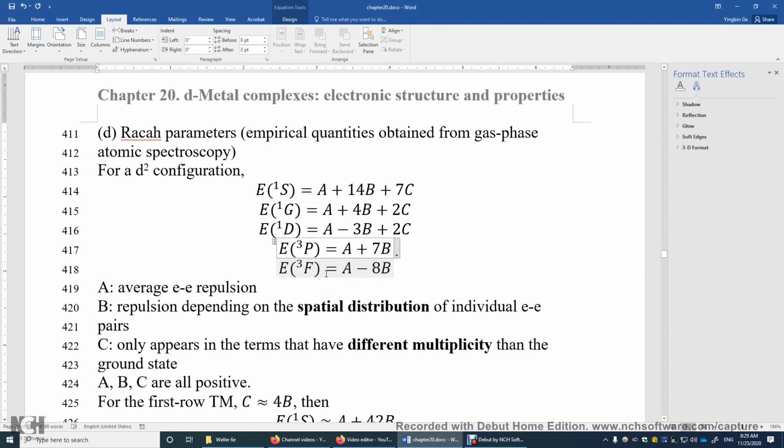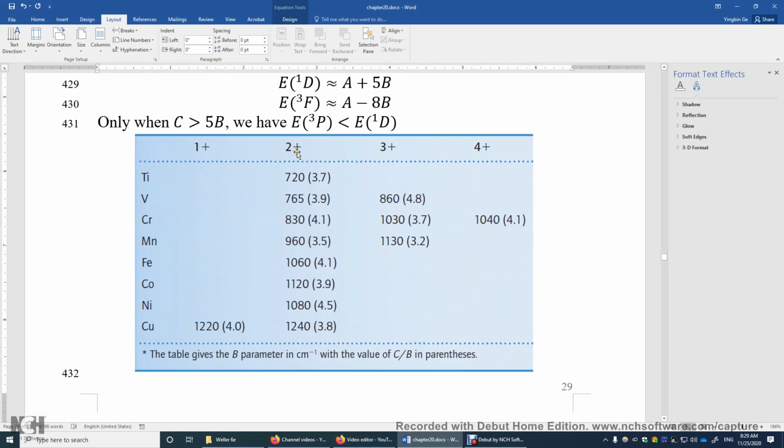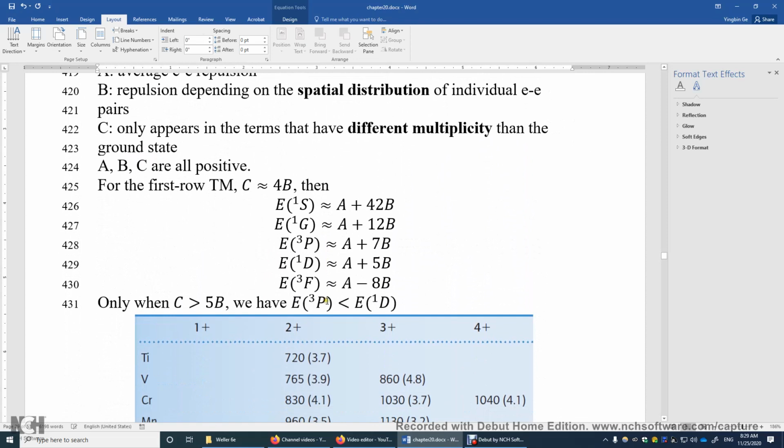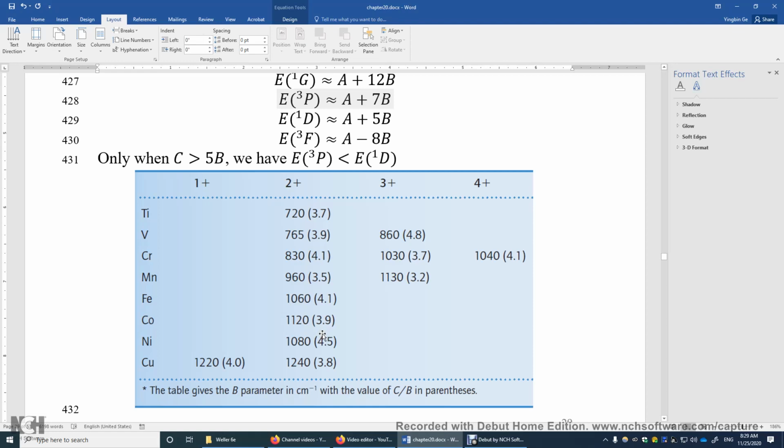They are here, actually. So you have 1+, 2+, 3+, 4+ transition metals, and those are all 3d transition metal elements. The values of B here, and the values of B here. Oh, and you can tell roughly B is about 1,000 wave numbers. And one wave number is equal to 12 joule per mole. So 1,000 wave numbers is roughly 12 kilojoule per mole.